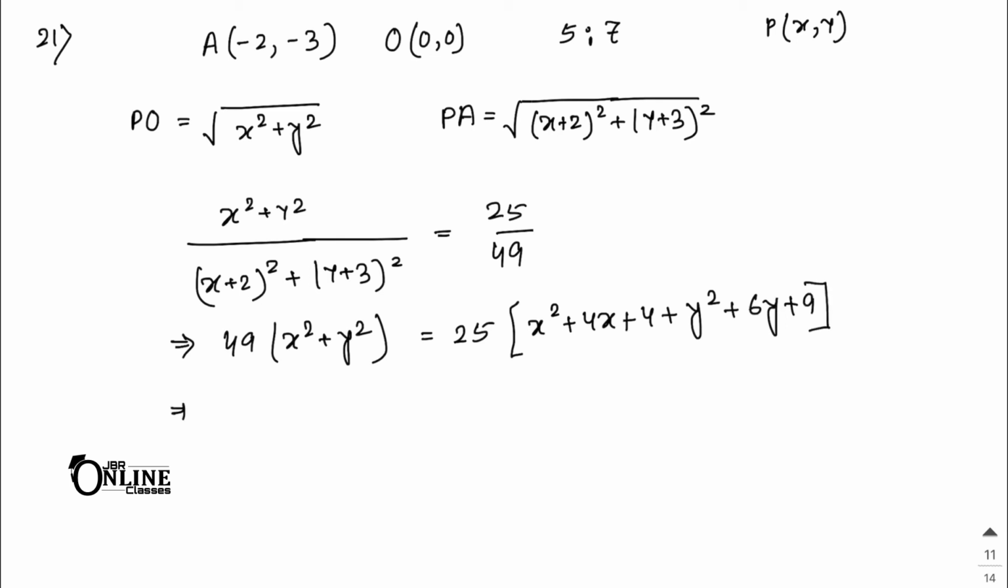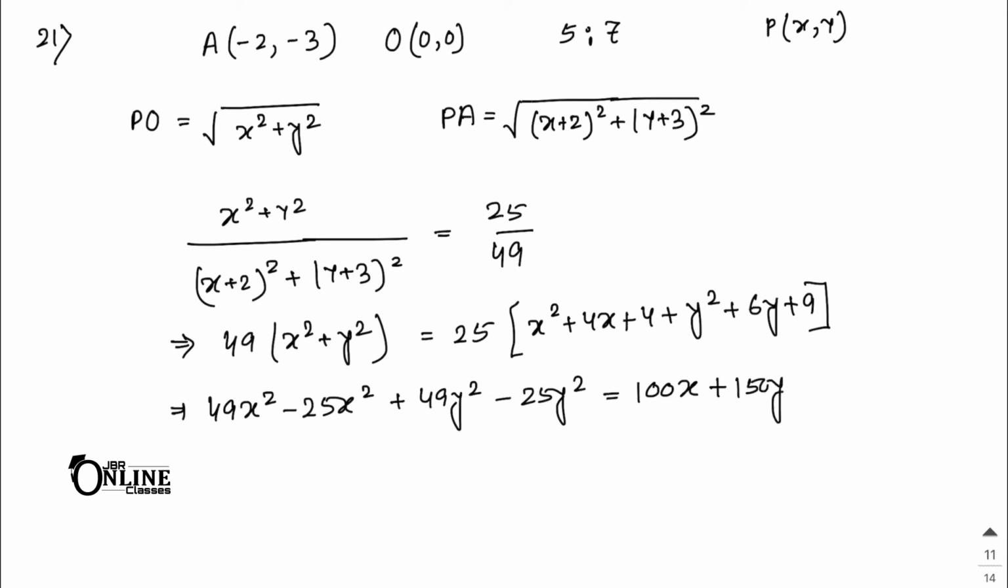So here 49x² minus 25x² from the right hand side, again 49y² minus 25y² from the right hand side. So now here 25 into 4, that is 100x, and 25 into 6 equals 150y, and next 9 plus 4 equals 13, so 13 into 25 is 325.